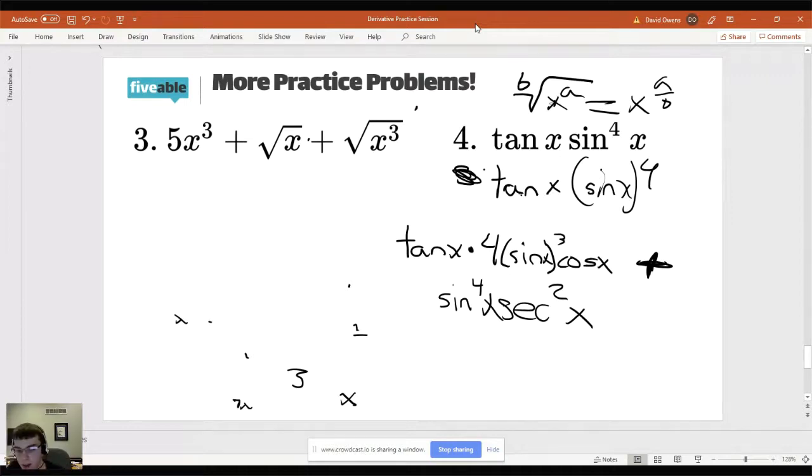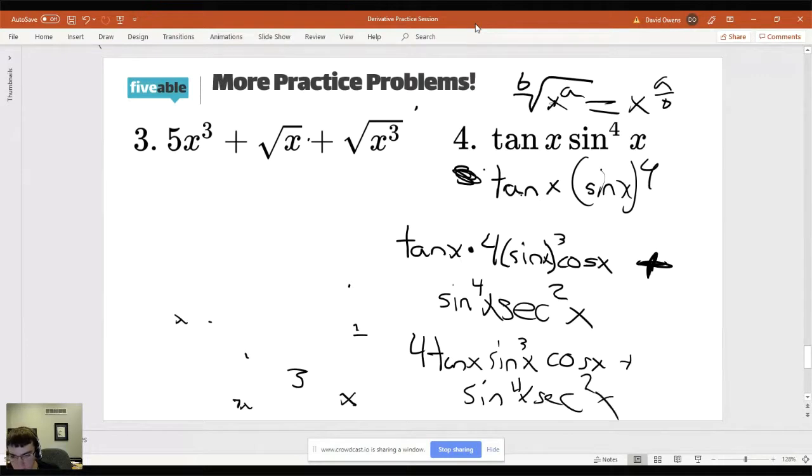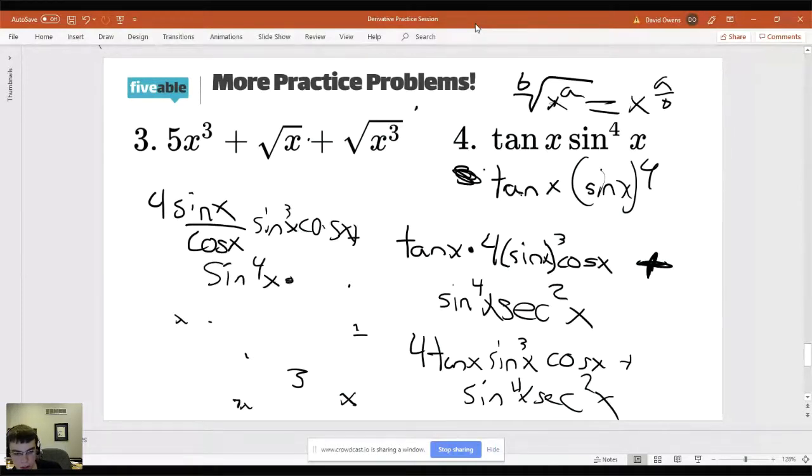Oh boy, that is pretty confusing. But, so we'll get sine cubed x cosine x plus sine to the fourth x secant squared x. That's a bunch of trig functions strewn together. Actually, let's take the time to simplify that out. So what we would have is 4 times sine x over cosine x times sine cubed of x times cosine x, plus sine to the fourth of x times 1 over cosine squared x.